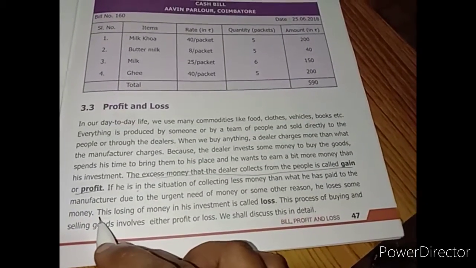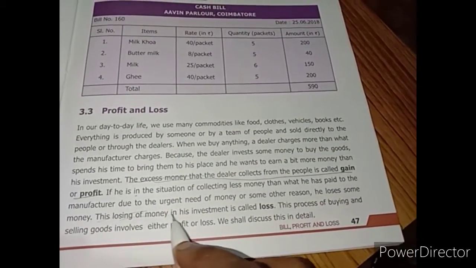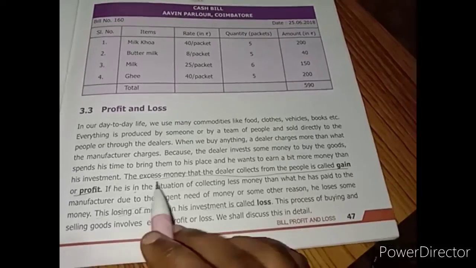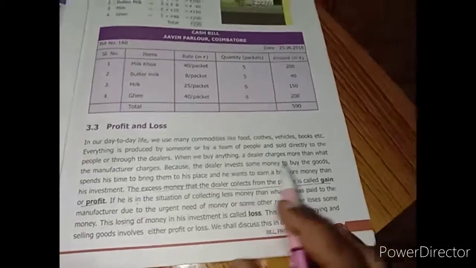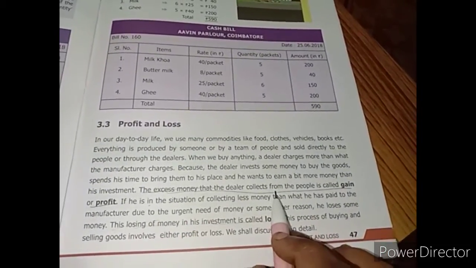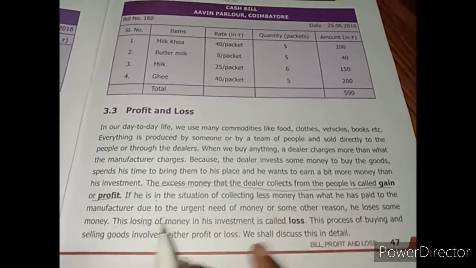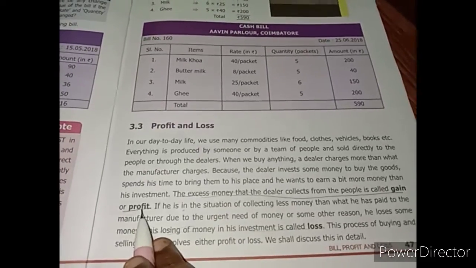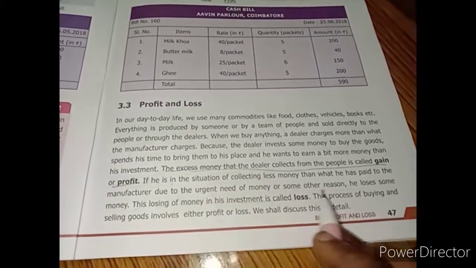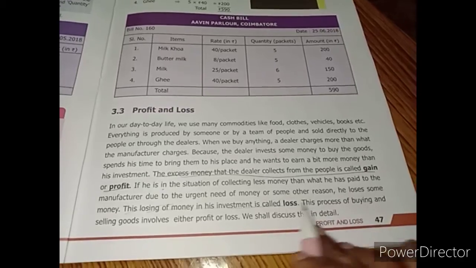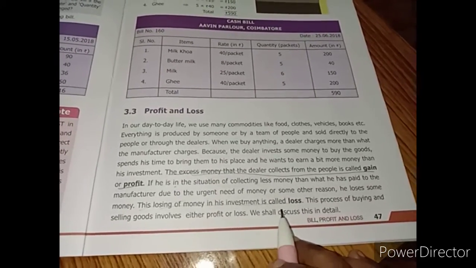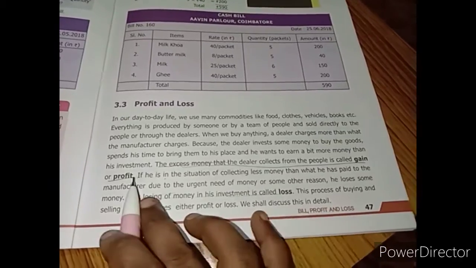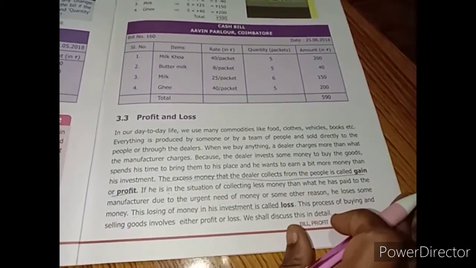What is loss? The losing of money in an investment is called loss. I told you he is buying a product for 100 rupees. If he is selling the same product for 120 rupees, it is a profit. 20 rupees is profit for him. If the same product is sold for 80 rupees, 20 rupees is loss for the person. So this is the difference between profit and loss.